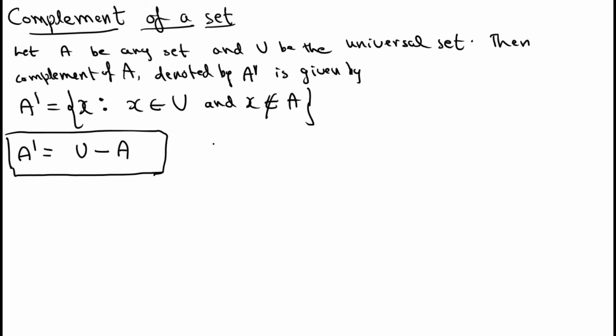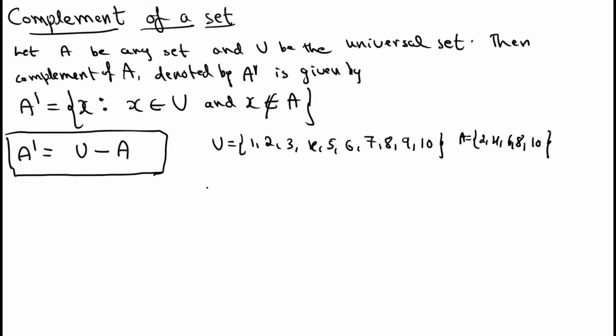Clear? For example, the universal set U is equal to 1, 2, 3, 4, 5, 6, 7, 8, 9, 10. It's the universal set in the given context. Take set A equal to 2, 4, 6, 8, 10. Now what is A dash? A dash is equal to U minus A, the elements of U which are not in A. 1 is not in A, but 2 is there. 3 is not in A, but 4 is there. Then 5, then 7, then 9. This is the A complement value.